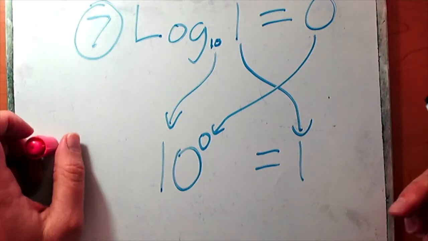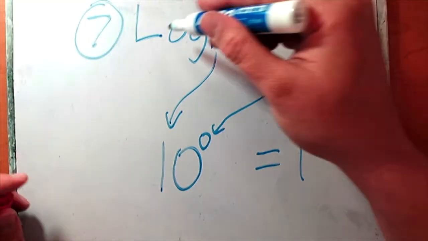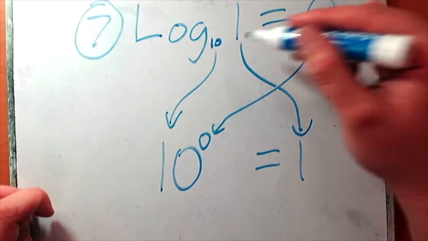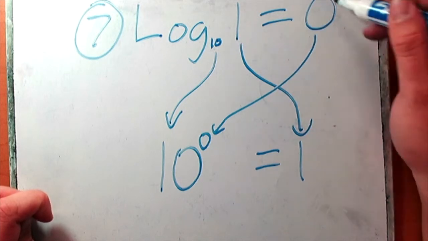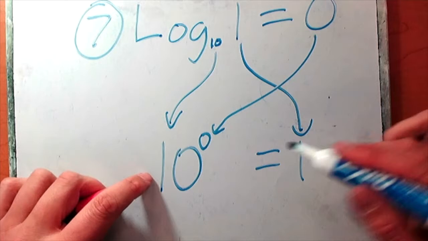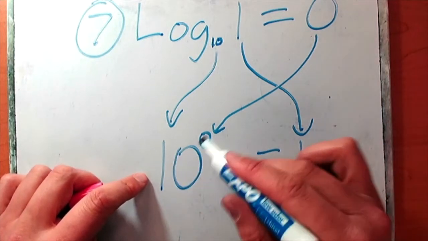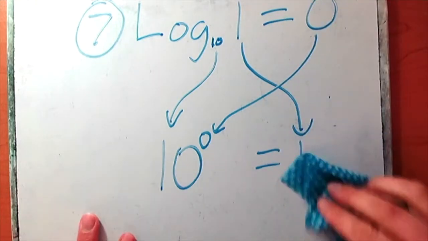And then for the question that I said was, what was log of 1? Well, that's actually log to base 10 of 1, because 10 is like the phantom number that's always there, equals 0, because this is a truism. Any number to the 0 is just 1. So I hope that is helpful for question 7 there.